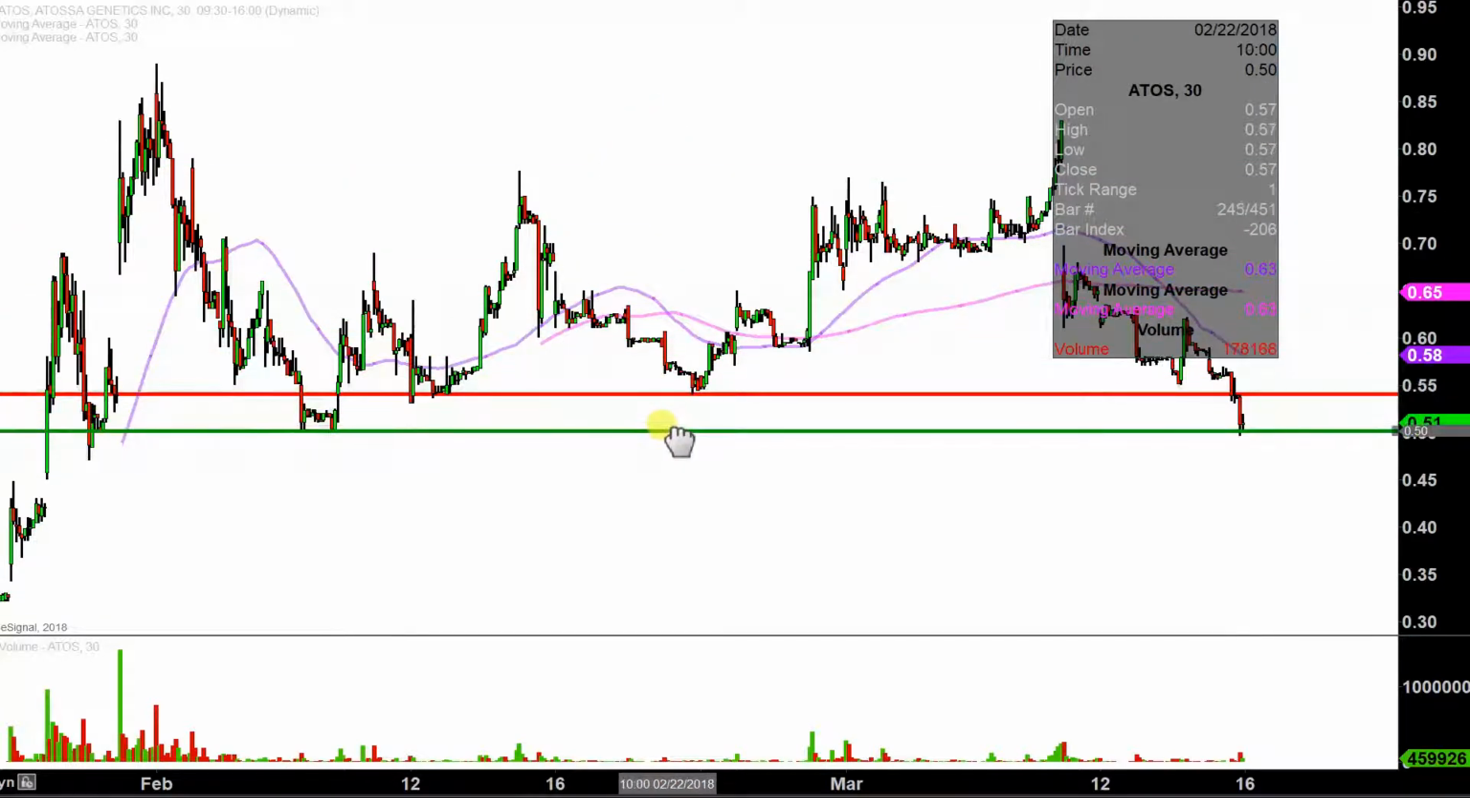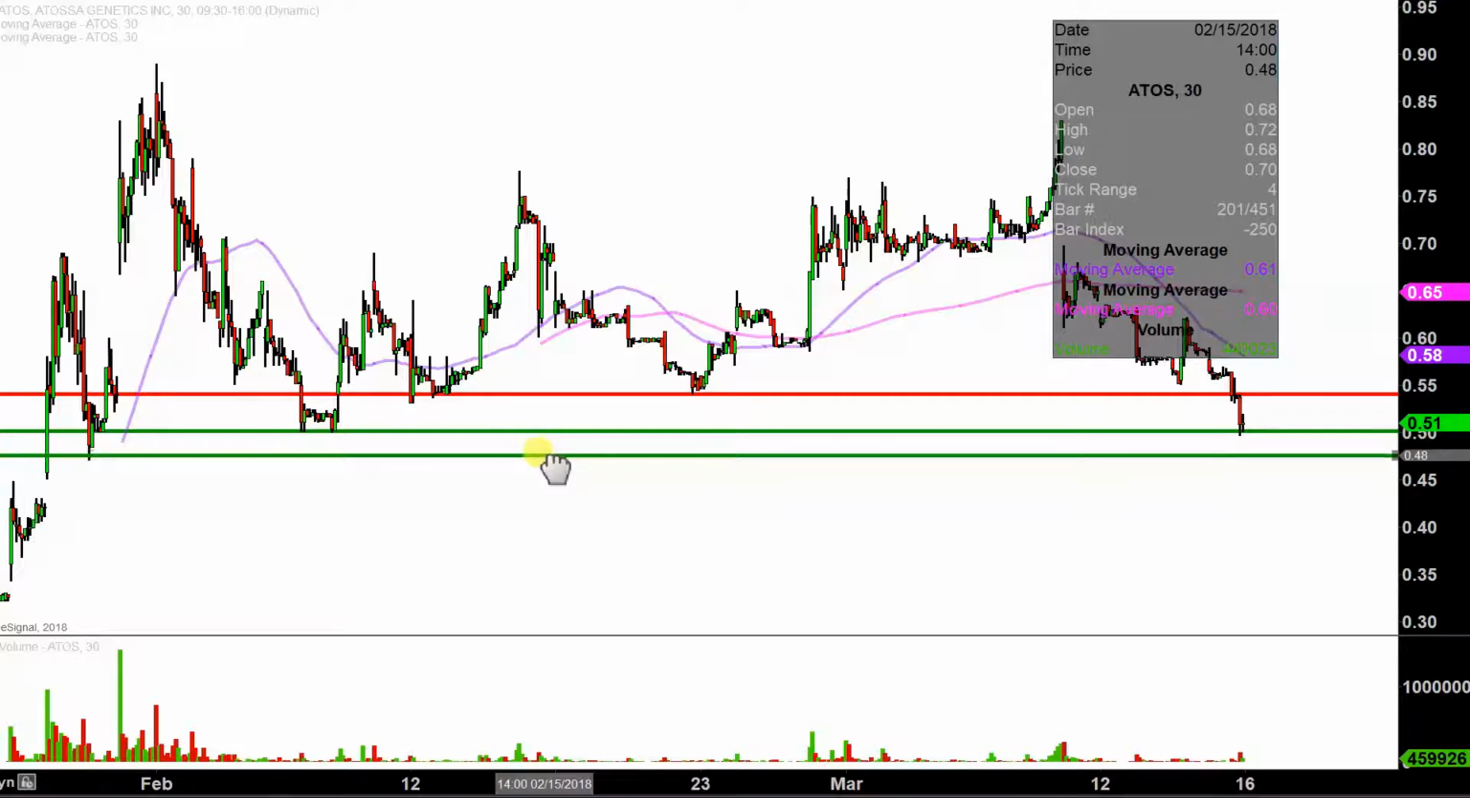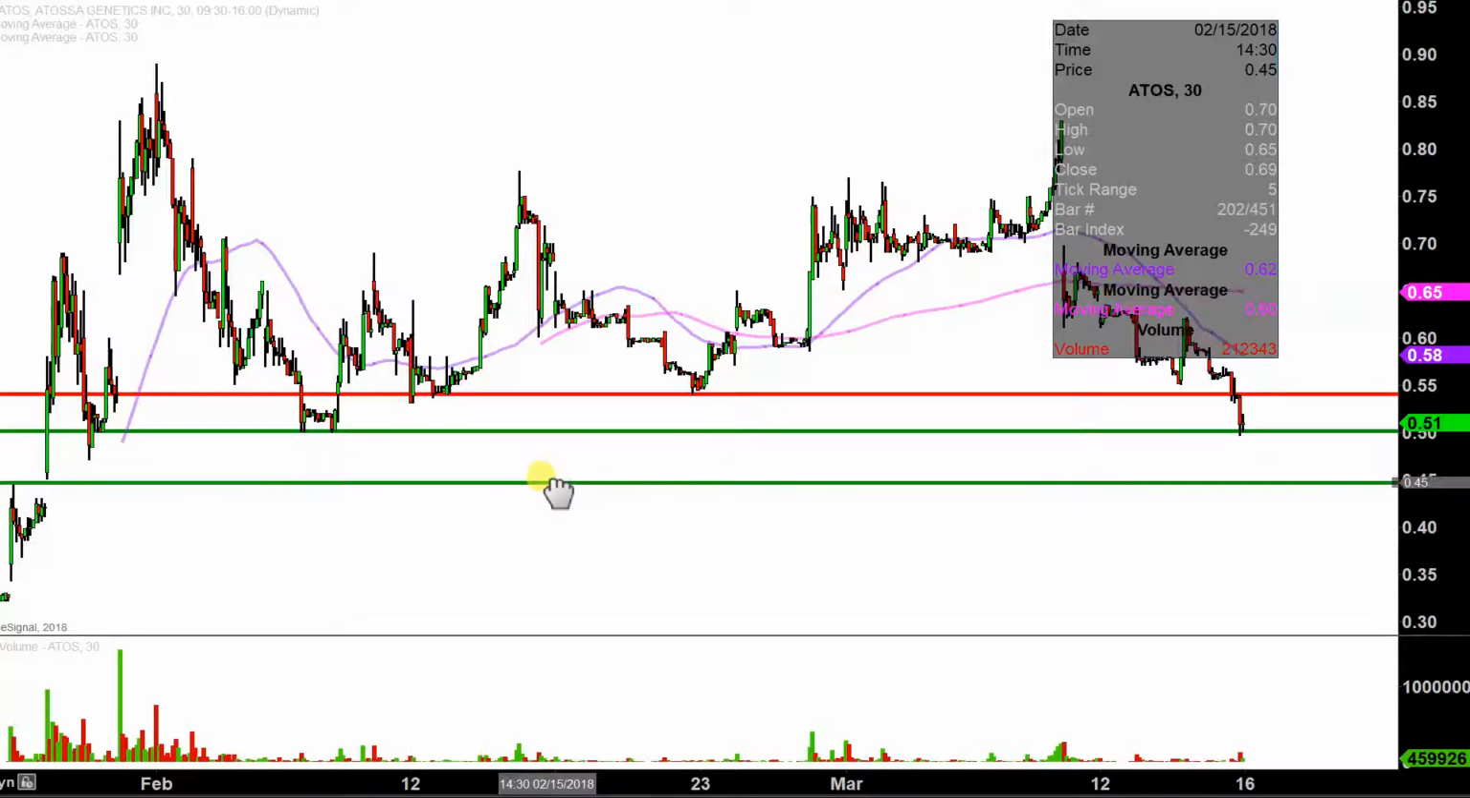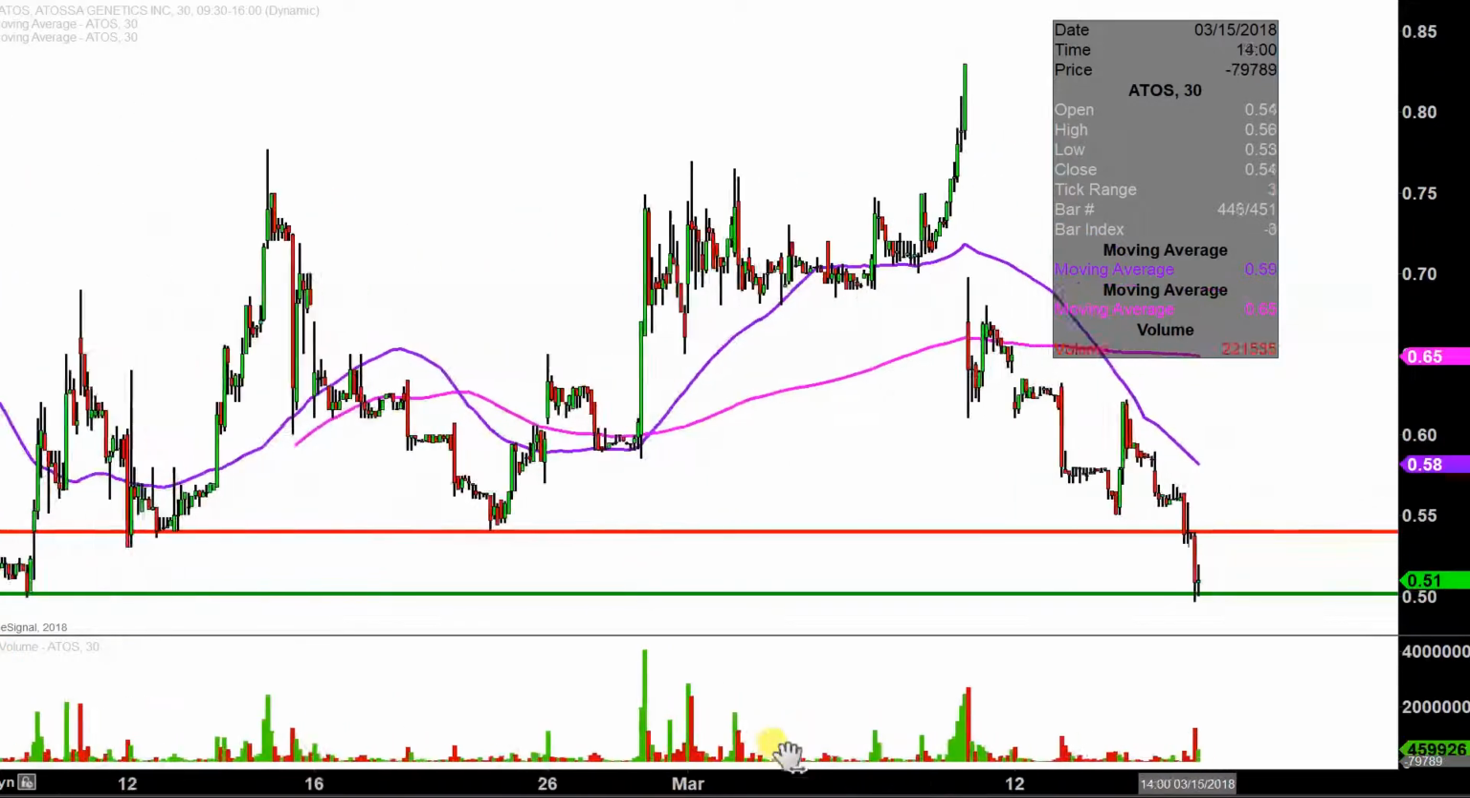Next key overall area of support, oh, that's right, where it bounced from today, 50 cents. So that makes perfect sense. You go back here to early February, and there was quite a bit of history right around 50 cents. So far, so good. It is indeed holding above that level that you would want to see it hold above. In the event 50 cents cannot hold, next key level after that of support down at 45 cents. So we'll see what happens with it.